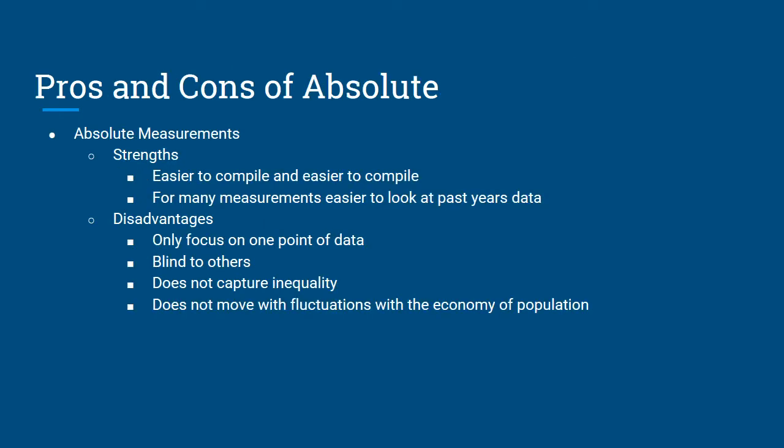Absolute measurements of poverty, such as the OPM, are mainly useful because they are easy to compile and because they are easy to use as points of reference and comparison. The main problems that lie with absolute measurements such as the OPM, however, are that they are blind to others and cannot capture inequality. Additionally, the OPM does not include any in-kind benefits in its measurement.